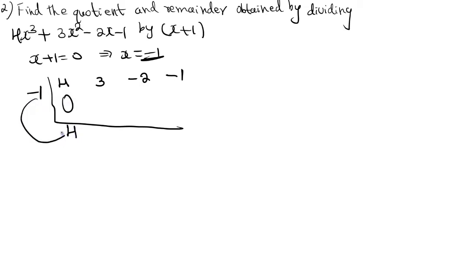Then multiply minus 1 to 4. Minus 1 into 4 is equal to minus 4. 3 minus 4, its value is minus 1. Then multiply minus 1 to minus 1. Minus 1 into minus 1 is equal to plus 1 right here, plus 1. Minus 2 plus 1, its value equal to minus 1. Then again you need to multiply minus 1 to this minus 1. Minus 1 into minus 1, its value equal to plus 1.